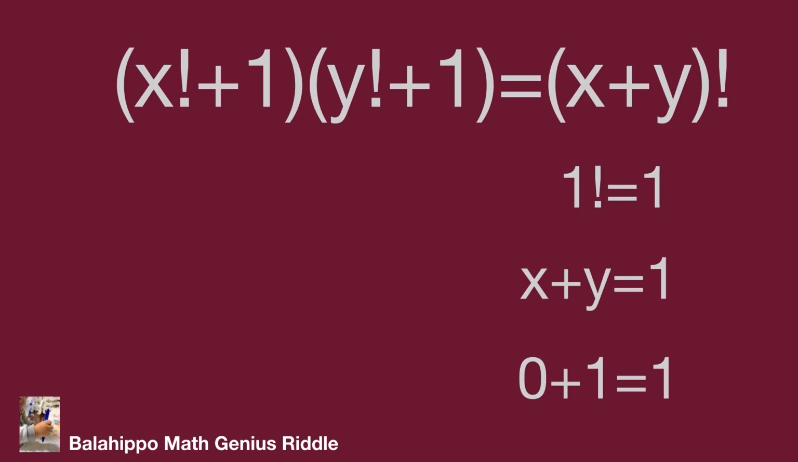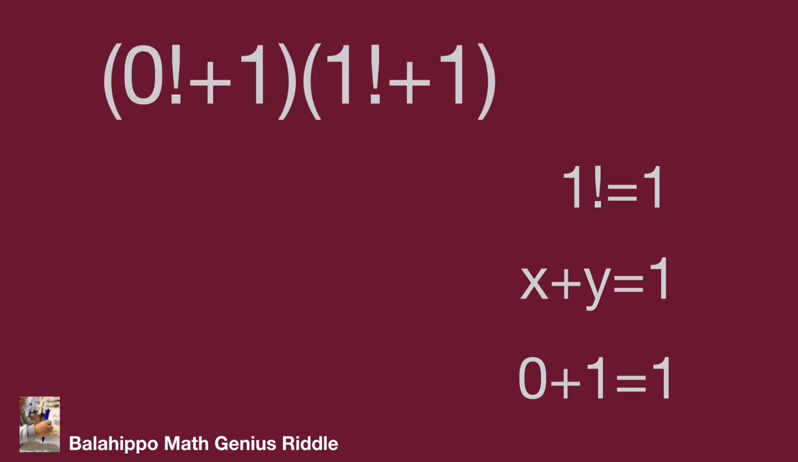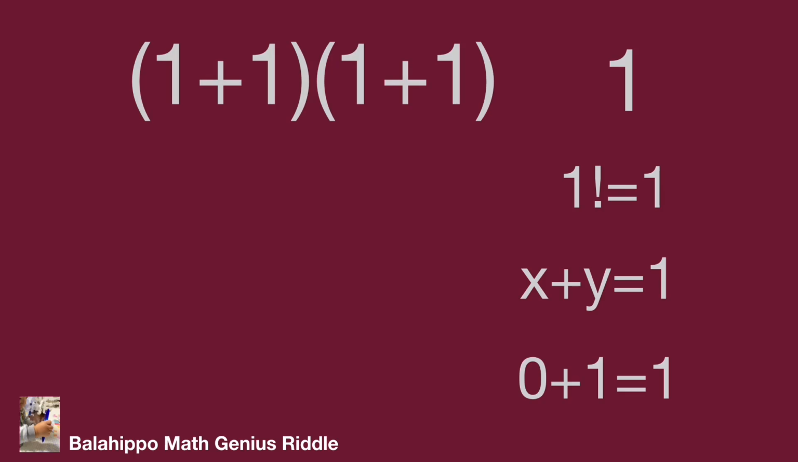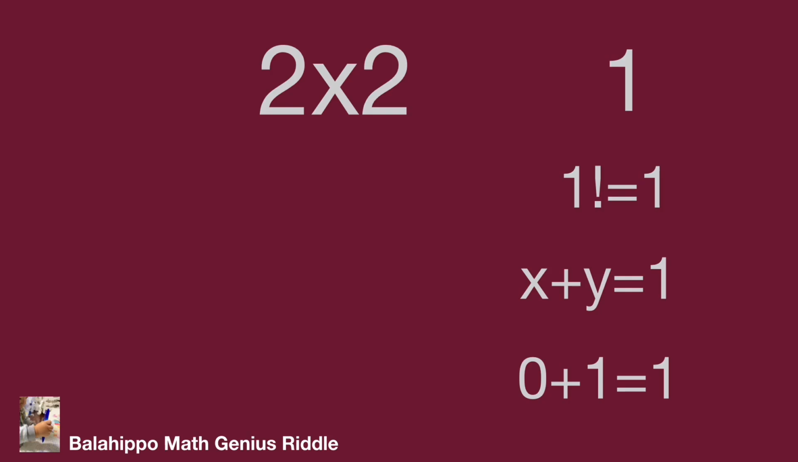Substitute x by 0 and y by 1 into the equation. The left side of the equation is (0 factorial plus 1) times (1 factorial plus 1), and the right side equals 1. The left side equals (1 plus 1) times (1 plus 1) equals 2 times 2 equals 4. It is not equal to 1, the right side of the equation. So 1 factorial equals 1 is not a result.